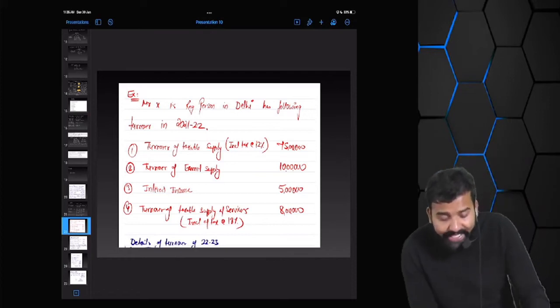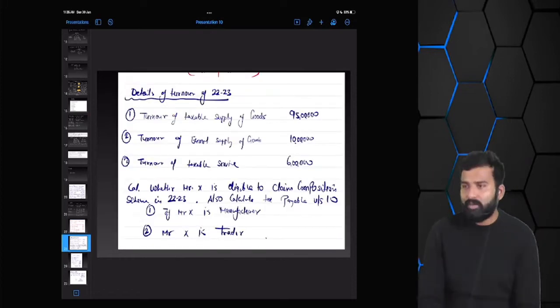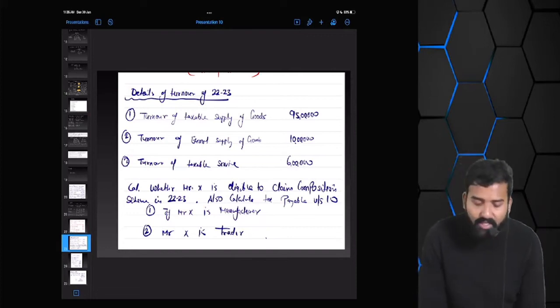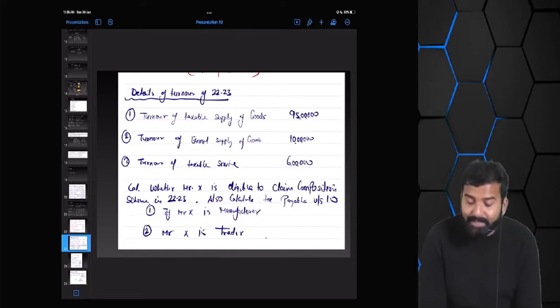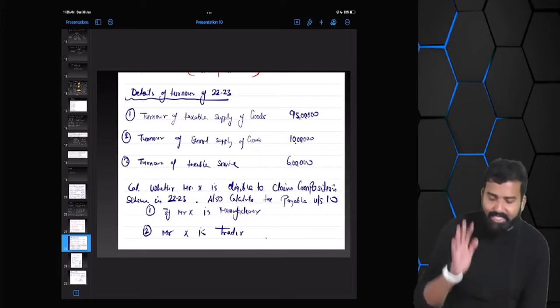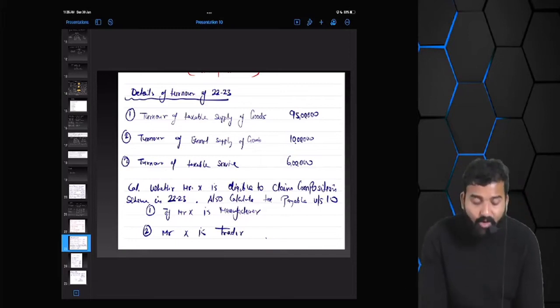Now for 22-23, these are the details of the turnover. His current year's turnover is 95 lakh of the taxable supply. His exempt supply turnover is 10 lakh and his taxable services turnover is 6 lakh. Calculate whether Mr. X is eligible to claim composition scheme. Yes, Mr. X is eligible to claim composition scheme because his turnover is not more than 1.5 CR.